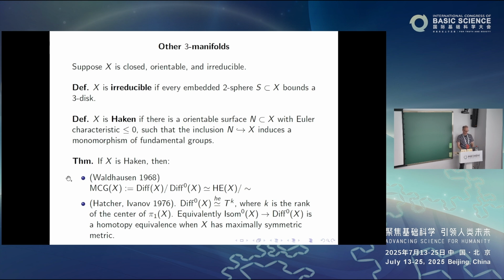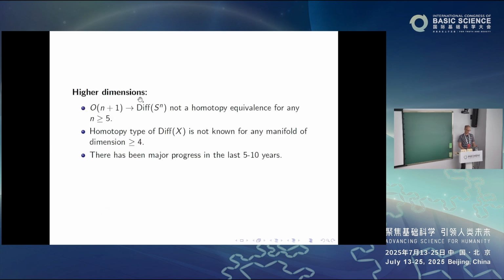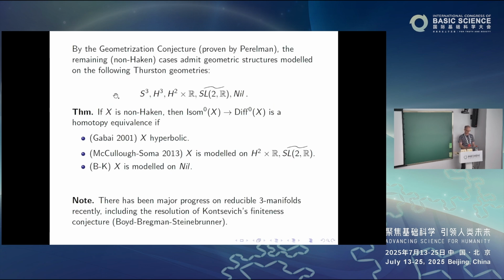Okay, but that leaves the non-Haken case. Here we have to use Thurston's geometrization conjecture, and using that you can see that the non-Haken cases are these. They're going to be three-manifolds which are modeled on Thurston geometries from this list. There'll be quotients of the standard three-sphere, hyperbolic three-space, hyperbolic plane cross R, SL2R, the universal cover of SL2R, or Nil, so the Heisenberg group.